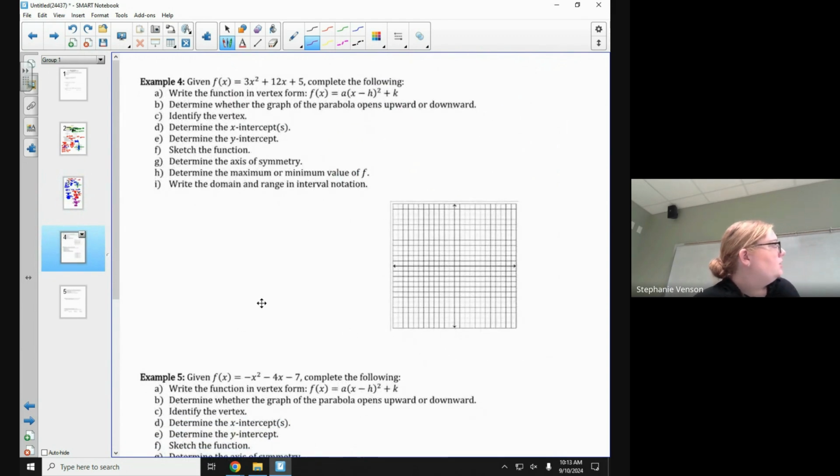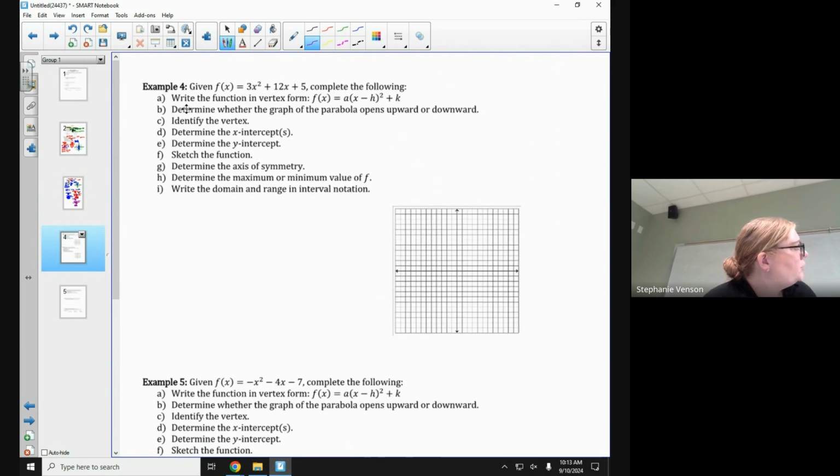All right, let's take a look at example 4. If you'll notice, B through I used to go through H, but look at these right here. These are the exact same questions that were posed to you in 1 and 2. The difference is the quadratic function that was given to you. In example 1 and example 2, the quadratic function was given in vertex form. Now it's given in standard form, which is f of x equals ax squared plus bx plus c.